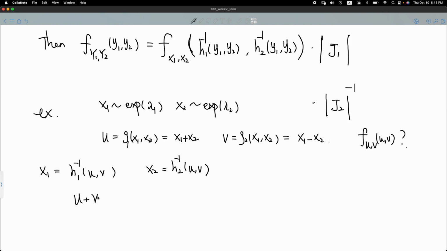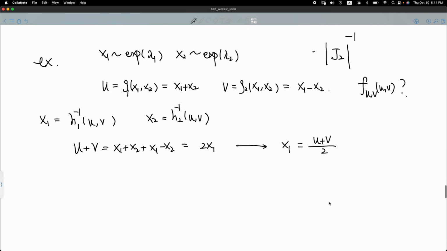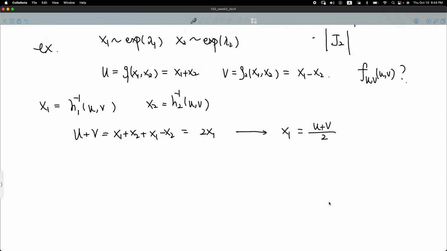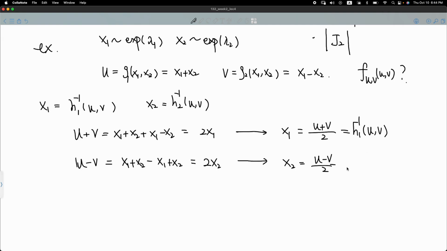Maybe I'll go over time, but bear with me. So u plus v is x1 plus x2 plus x1 minus x2. So 2x1. So then this gives you x1 equal to u plus v over 2. Okay. And then let's say u minus v is x1 plus x2 minus x1 plus x2. That will give you 2x2. That means h2 is going to be u minus v over 2, right? So this is your function h1 inverse of u and v. This is your function h2 inverse of u and v, right?